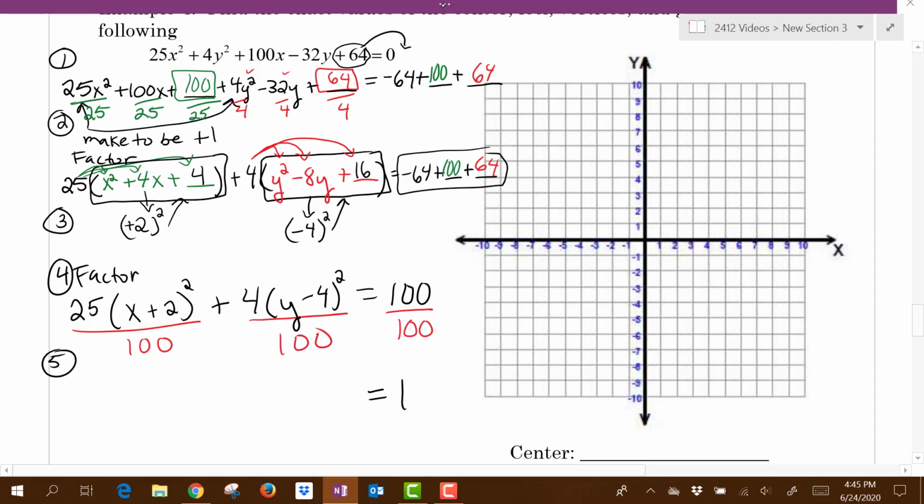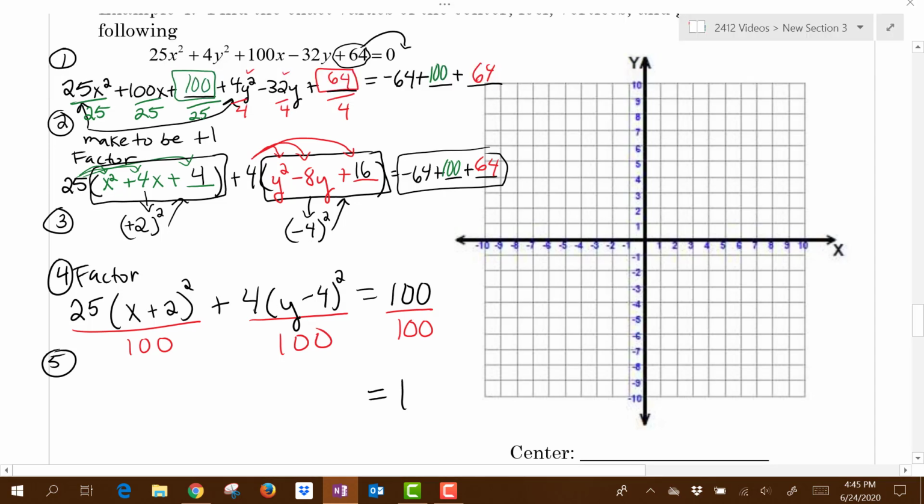For the middle terms, we want to make sure that we cancel any common factors in that fraction. Divide here by 4, divide here by 4. 4 divided by 4 is 1, so I just get y minus 4 squared. 100 divided by 4 gives me 25. So we'll cancel any common factors there. Both of these factors are divisible by 25. So I end up with x plus 2 squared, and denominator of 100 divided by 25, that gives me 4.